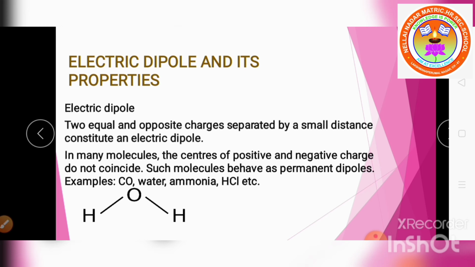For example, water, that is H2O. Here, children, here is O, then H. H and O are separated by a small distance. O and H are again separated by a small distance. That is, the negative charge and the positive charge are separated by a small distance. Another example also: CO. The C and O are separated by a small distance. Other examples we can consider are CO, water, ammonia, HCl, etc.